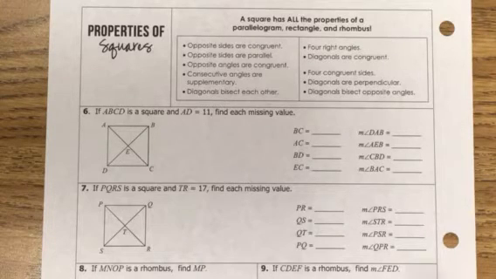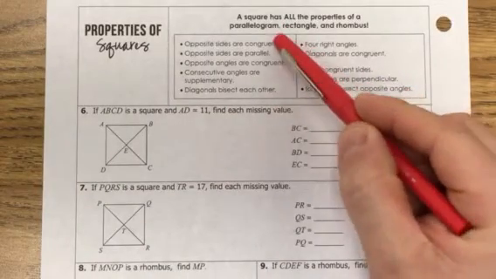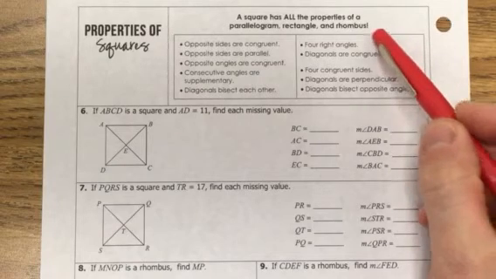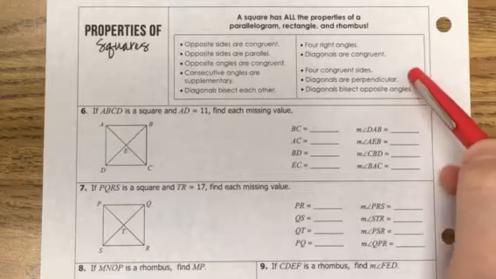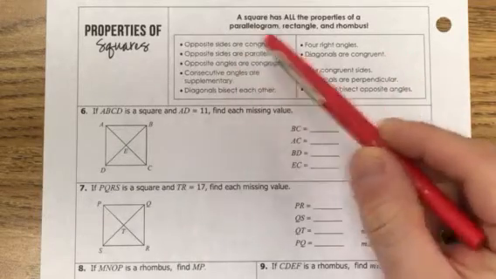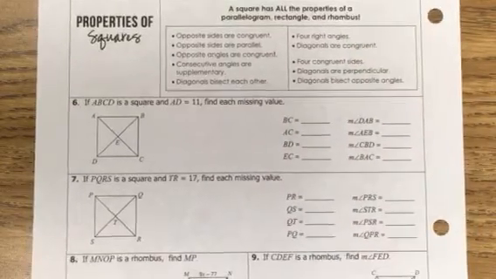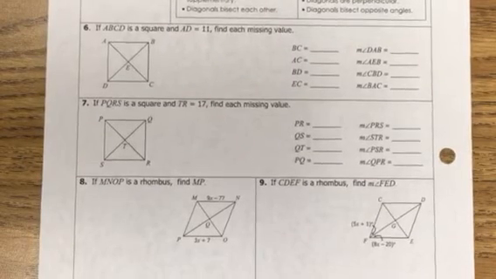If you notice, the properties of a square: the first 5 properties are the 5 properties of a parallelogram. The next 2 are my rectangle properties, and my last 3 are the properties special for a rhombus. For a square, all 10 of these properties are true, which allows us to jump right in and start talking about how to apply it.